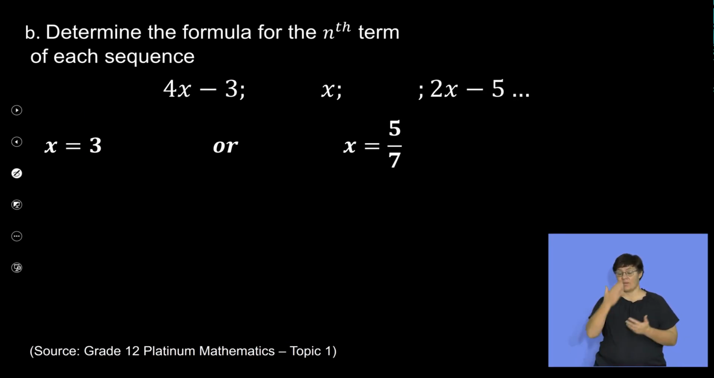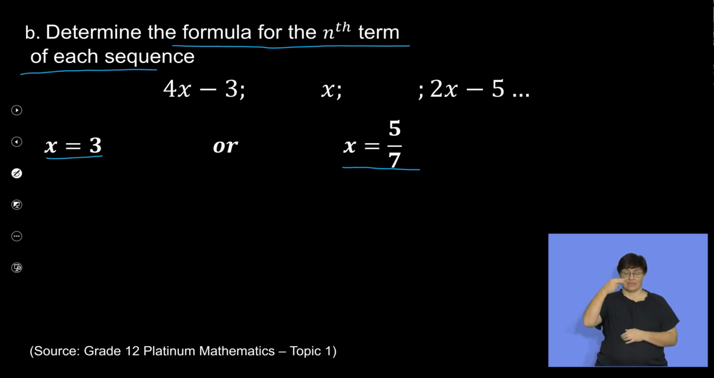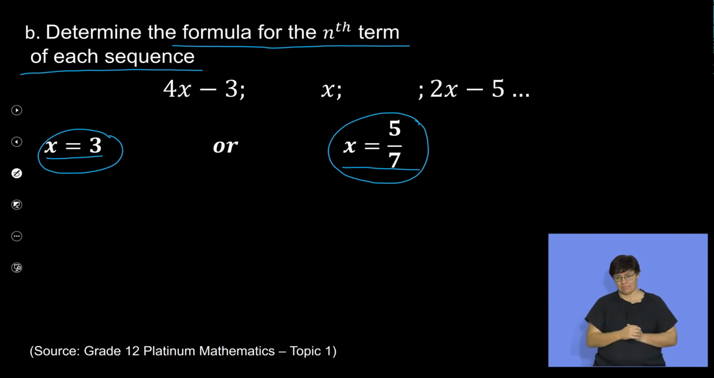So I know that my two x values are x is equal to 3 and x is equal to 5 over 7. The question for B is asking me to determine the formula for the nth term of each sequence. And I'm only going to be able to determine the nth term for each sequence by actually substituting in the respective x values, as substituting in the respective x values will actually be able to help me find A and R. So for each case, I'm going to substitute in x is equal to 3 for the pattern.